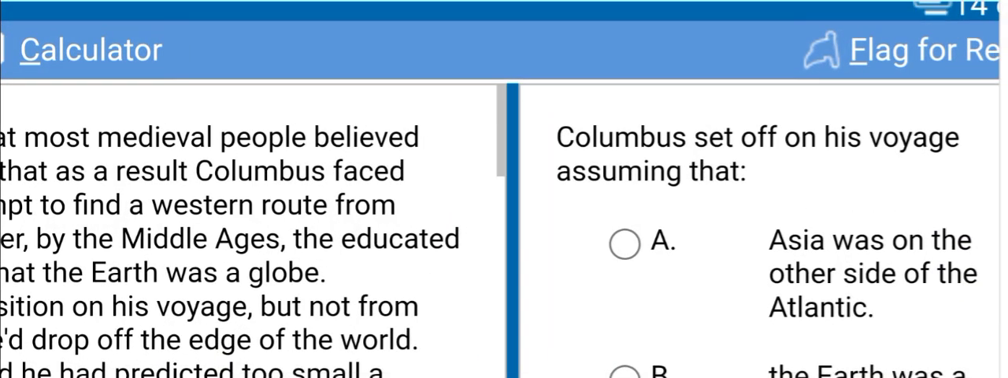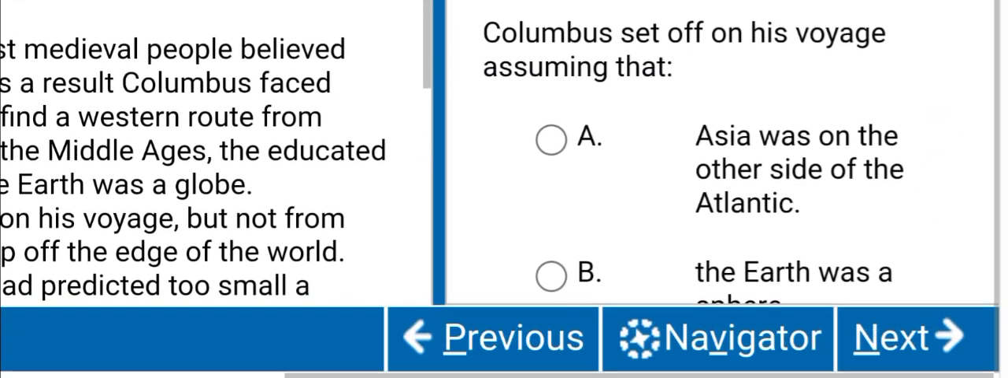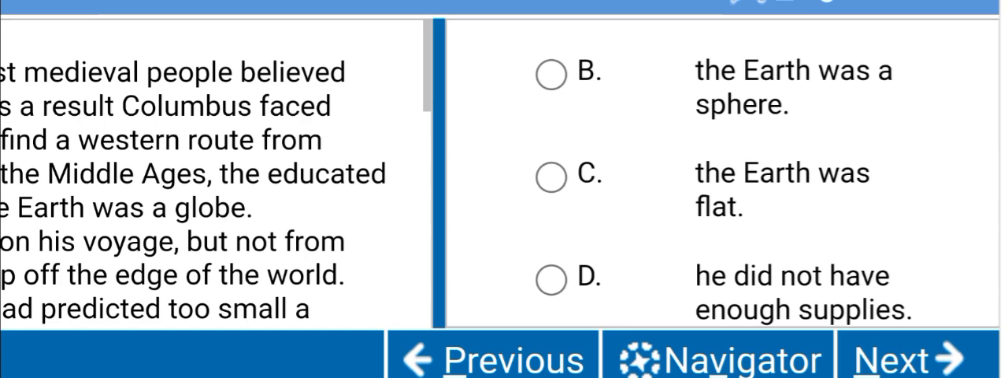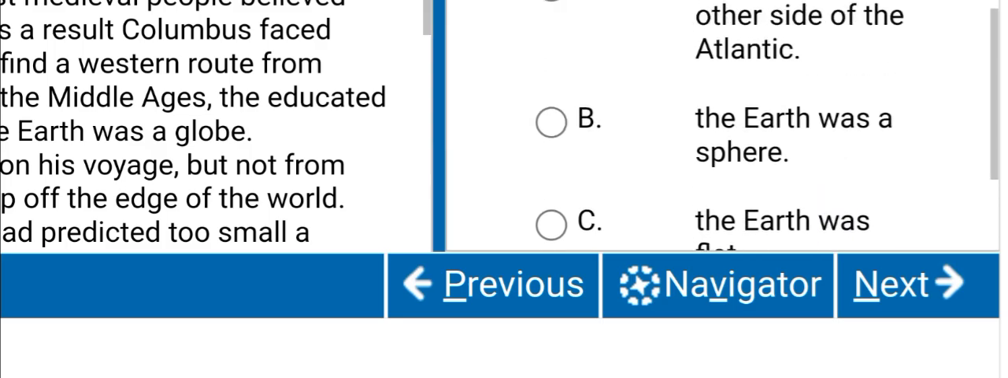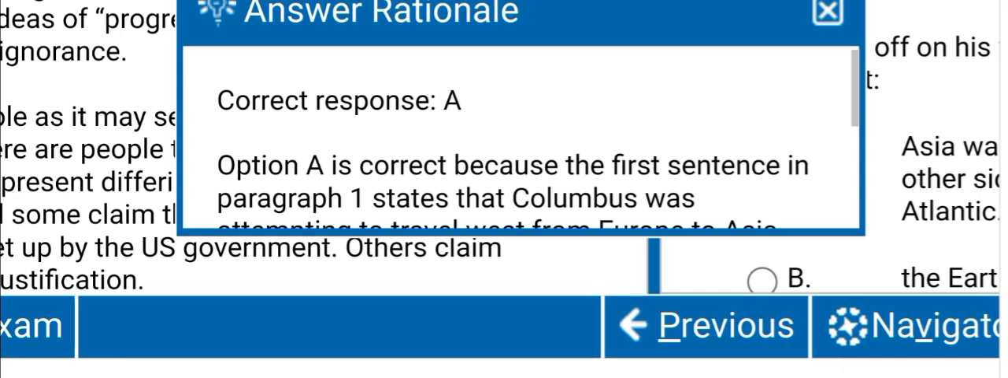Next we have Columbus set off on his voyage assuming that option A, Asia was on the other side of the Atlantic. Option B, the earth was a sphere. Option C, the earth was flat. Option D, he did not have enough supplies. So correct response is option A.